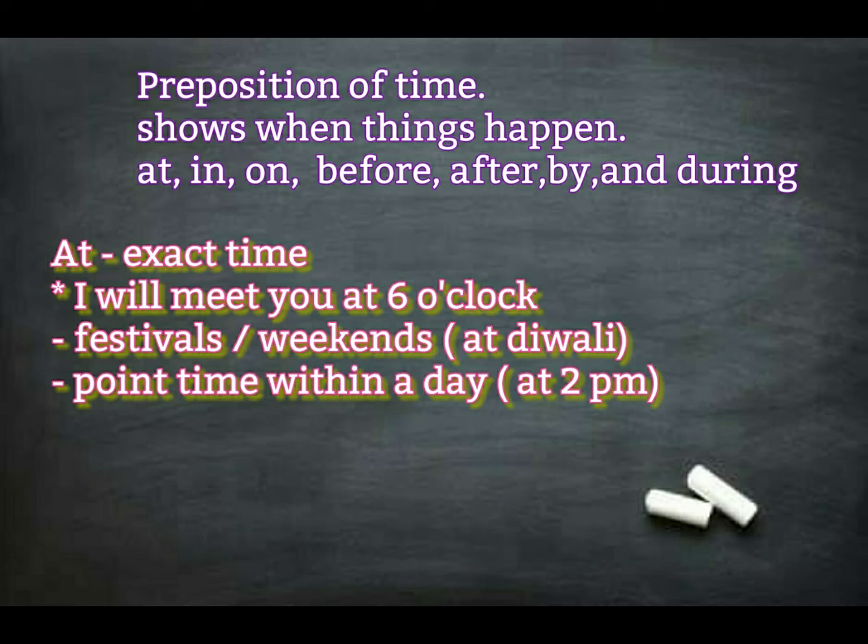Following are some examples. We use at to show the exact time. I will meet you at 6 o'clock. And when we refer to festivals or weekends, we also use the word at. We use this to refer to a certain point of time. So here also, in order to refer to a certain point of time, we use the word at. Examples such as at 2 o'clock. Meet me at 2 o'clock, for example. So it tells us the exact timing. So in such cases, we use the word at.